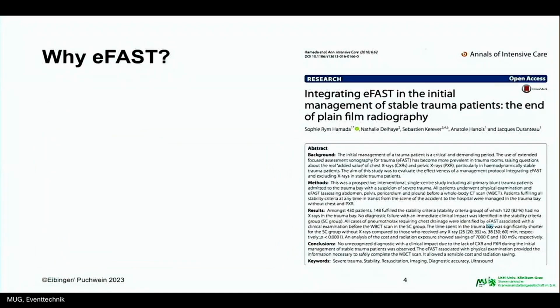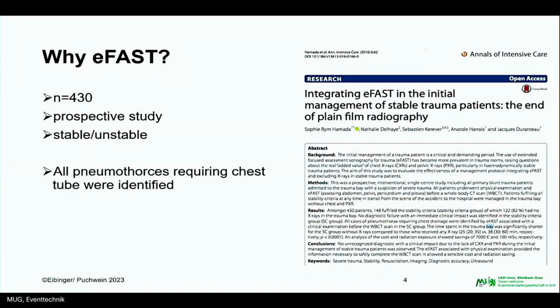And why we do the eFAST? Before I come to the cases, there are some studies summarized for you. So this was a very big prospective study that was published a few years ago. They included 430 patients. As I said, this was prospective. Stable and unstable patients were included, and one good thing was all pneumothoraces requiring a chest tube were identified in this study. And they say it's very sensible and cost and radiation saving if you compare it to a CT scan, for example.